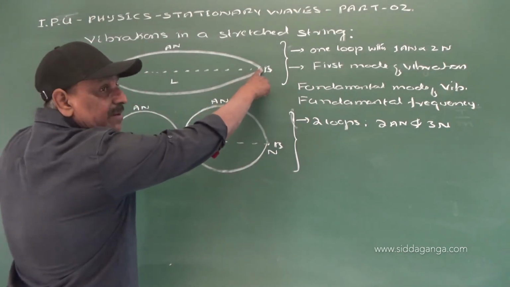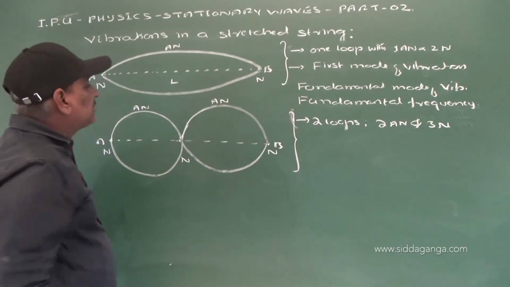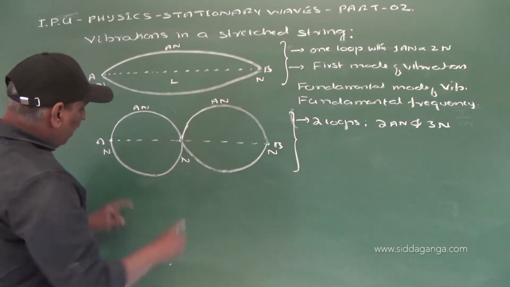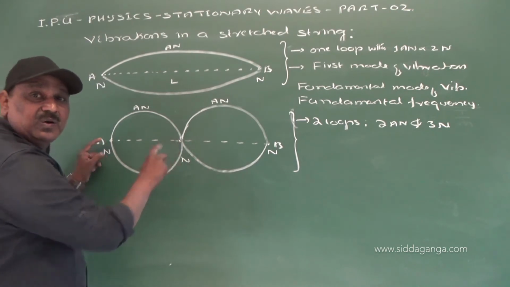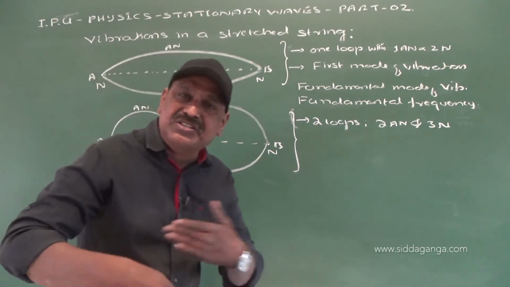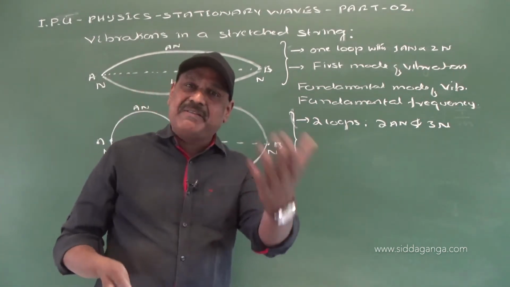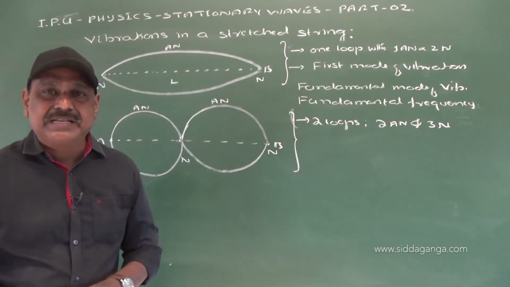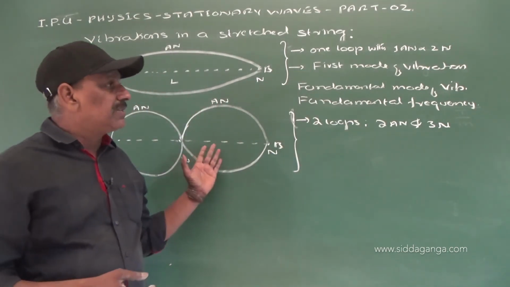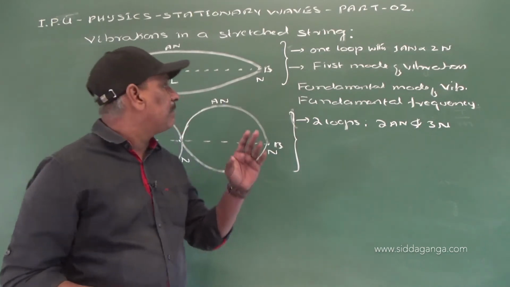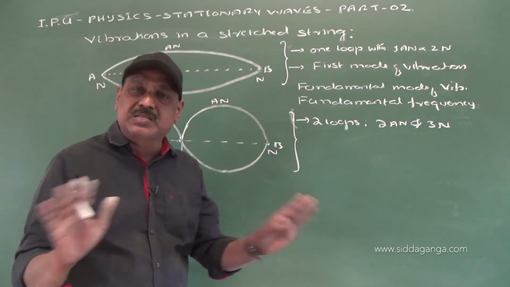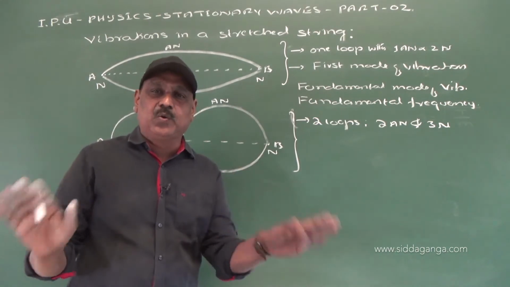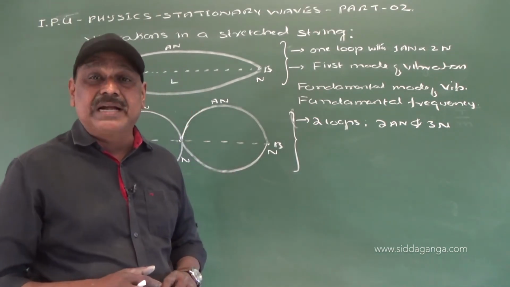This length is lambda by 2, the distance between two successive nodes. Now, this length is equal to lambda by 2. That means wavelength has changed. Consequently, when wavelength changes, velocity remains the same because it depends upon the tension in the string and mass per unit length. It has nothing to do with the number of nodes and antinodes.